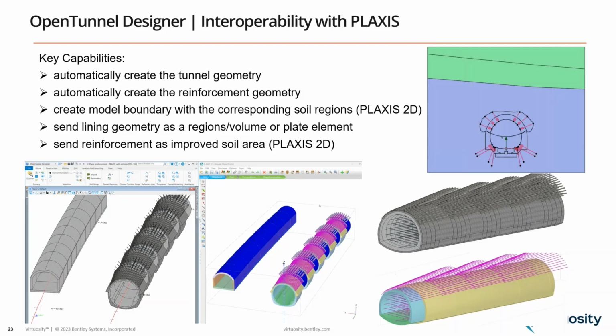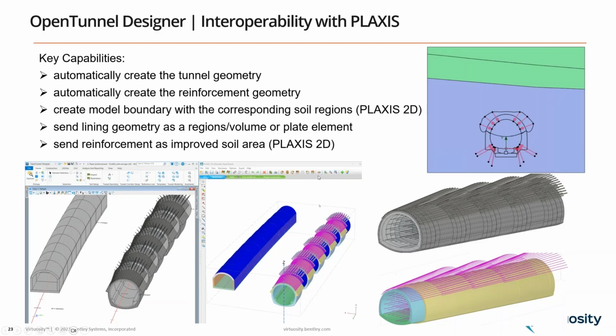For the geometry, we have the option to send the lining geometry to Plaxis either as a region, as you can see here in Plaxis 2D. We can also send this as a plate, and we have a new option coming in the next release that we'll show in our last webinar.